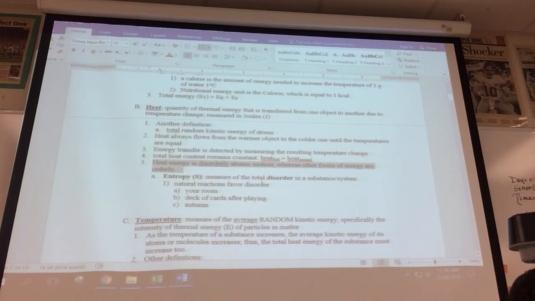The measure of disorder in a system is known as entropy, abbreviated with an S, and we'll get back to entropy later in the chapter, but entropy is a measure of disorder in the system, and you'll see that reactions tend to favor disorder. Disorder helps lead to thermodynamic favorability, and you can think of disorder with many examples.